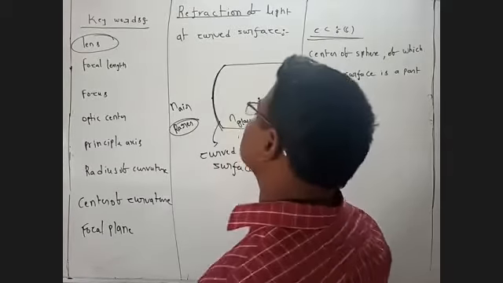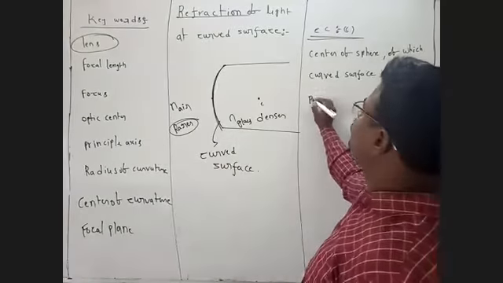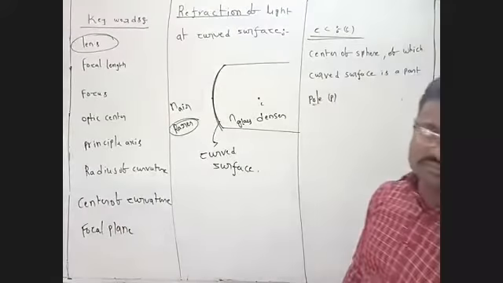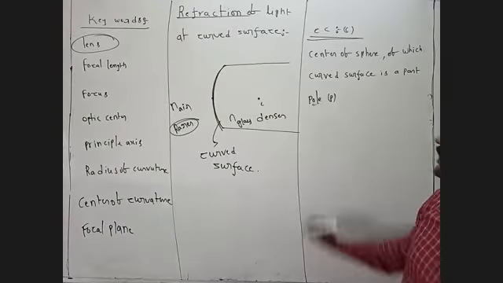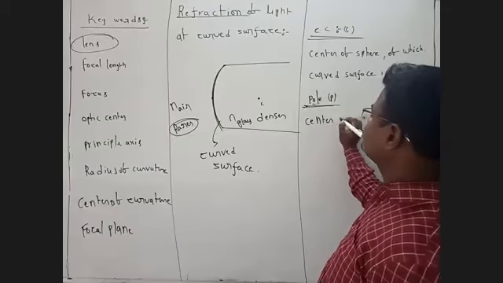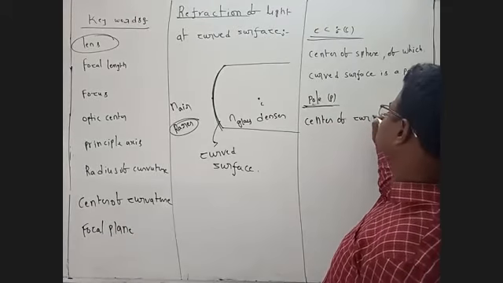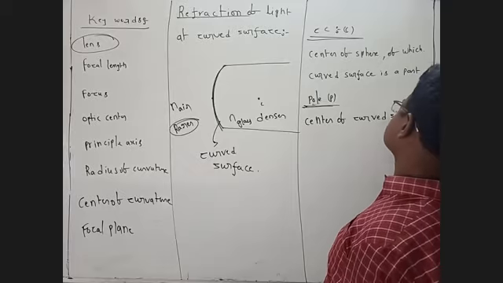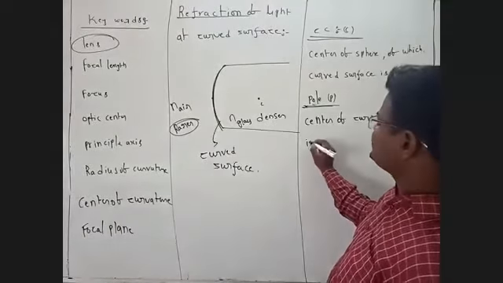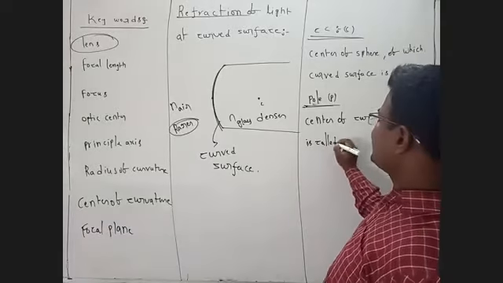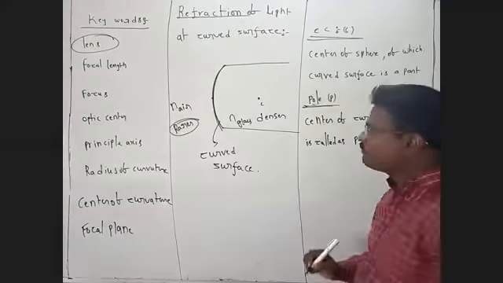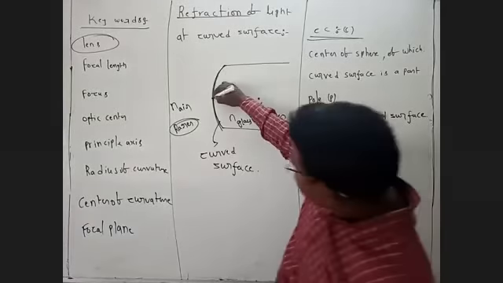The center of the curved surface is called the pole. It is denoted by the letter P. Pole. The center of the curved surface is called the pole.